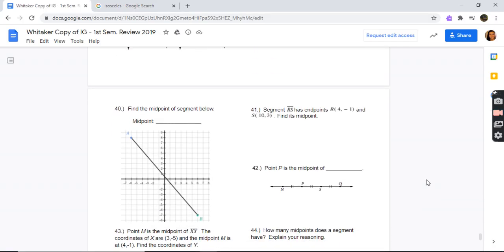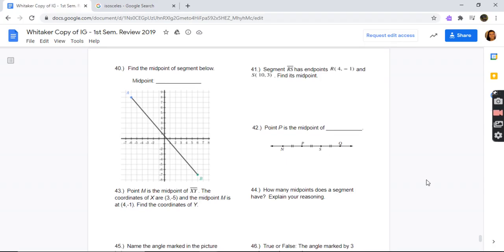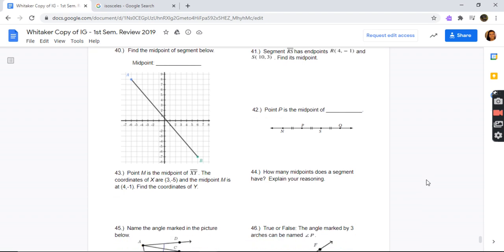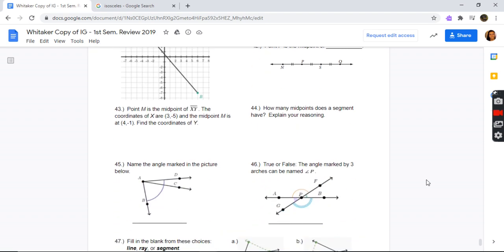Find the midpoint of the segment below. Segment RS has endpoints R(4, -1) and S(10, 3). Find its midpoint. The point P is a midpoint of blank. I'll show you the answer key on my paper.